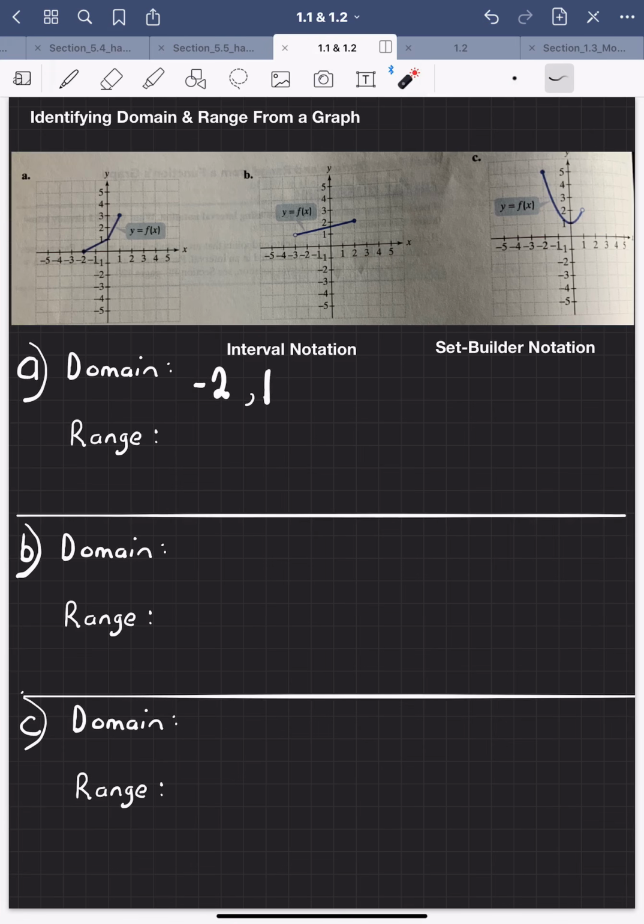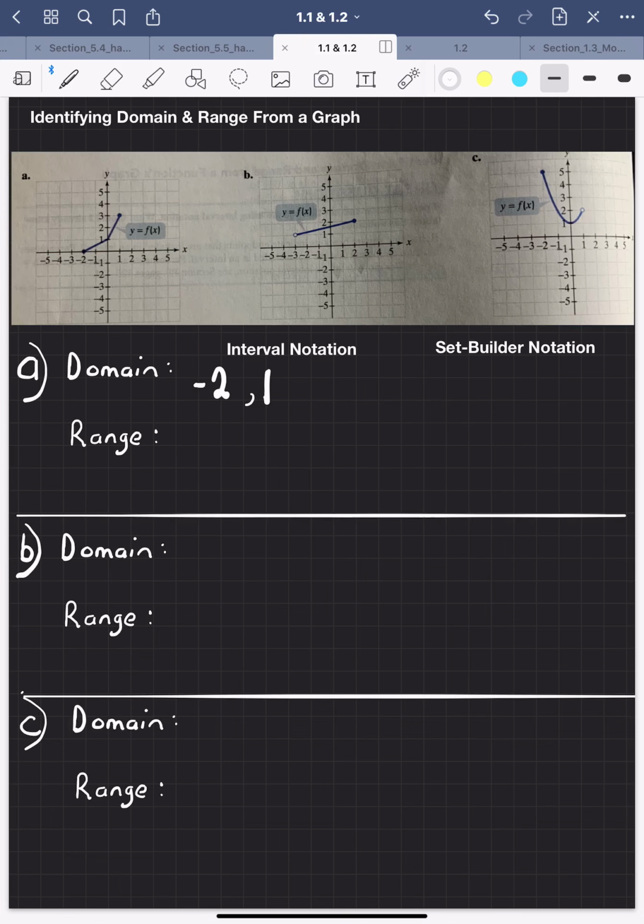Now hold up. The question is, is the number -2 included? Is the number 1 included? In other words, does this graph actually get all the way to 1, or does it just get really close? Well, you see how you can see these solid dots as opposed to, say, this hollow dot right here? Those solid dots are telling you that yes, the -2 is included, the 1 is included, the endpoints are included.